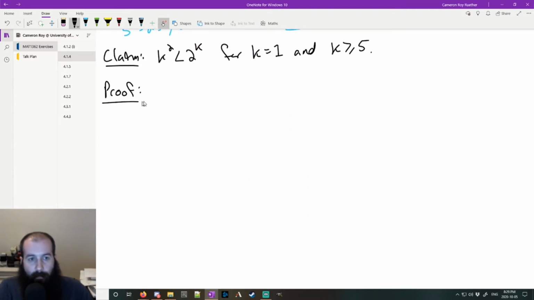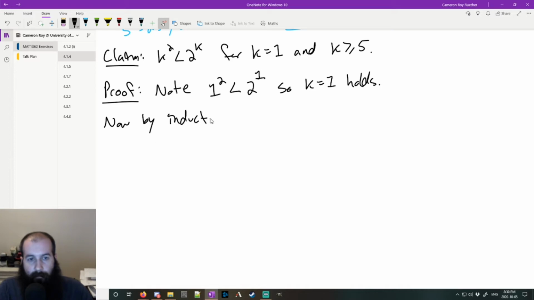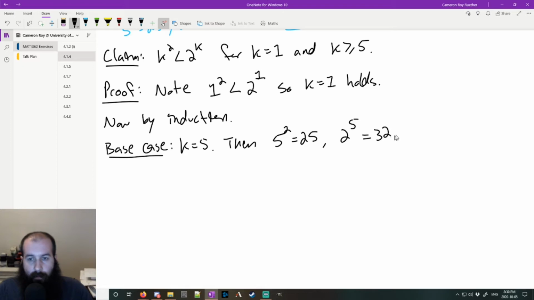So proof. First we'll do the k equals 1 case. Note, 1 squared is strictly less than 2 to the 1, so k equals 1 holds. Now by induction, we have a base case of k equals 5. Then 5 squared is 25, but 2 to the 5th is 32, and 25 is less than 32.